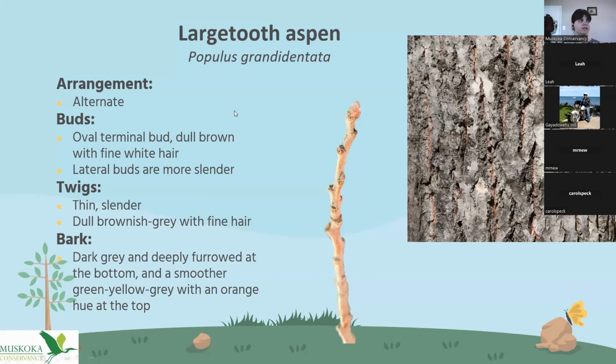The bark is similar to that of the trembling aspen, which we just covered. So it's a dark furrowed gray at the bottom, as pictured here. And then as you look up towards the top, it will smooth out. But instead of being a white color, it's sort of variable. It could be more green or yellow or gray. And sometimes it even has an orange hue at the top as well. So that is our large tooth aspen.